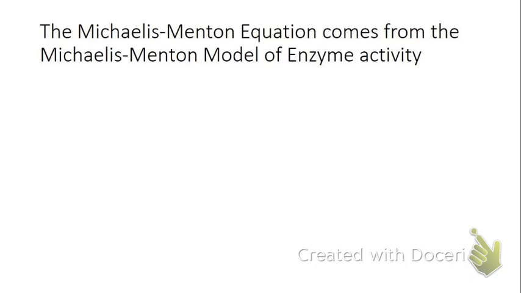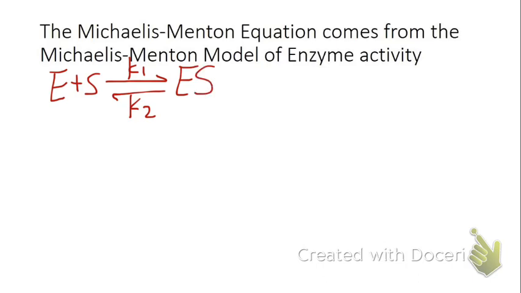In this video, we are going to detail the Michaelis-Menten equation, how we got it, and what we can use it for. Before we get started, we need to think about the Michaelis-Menten model of enzyme activity. This model states that enzyme plus substrate binds with a relative constant rate and dissociates at a constant rate and forms enzyme-substrate complex. We then have a catalytic constant that turns that substrate into product.